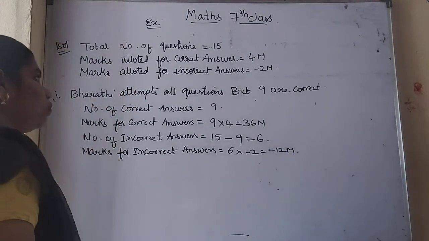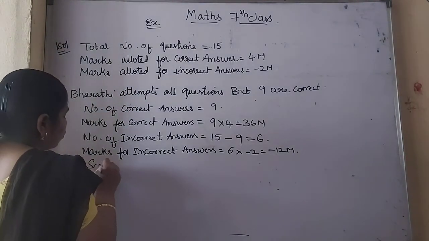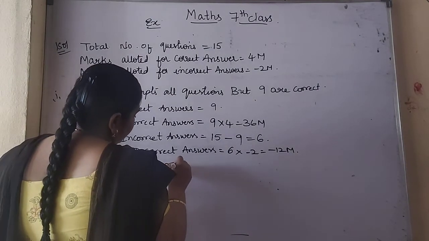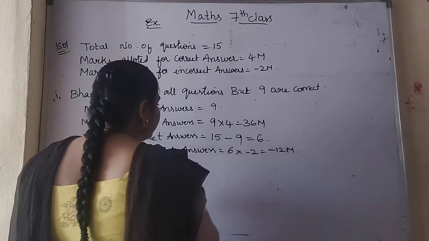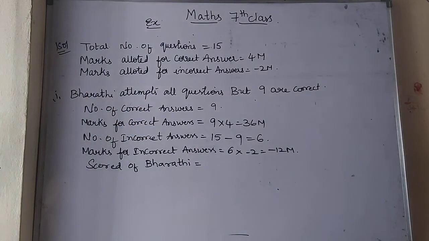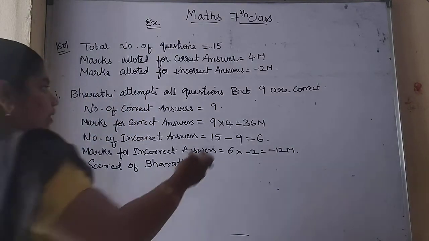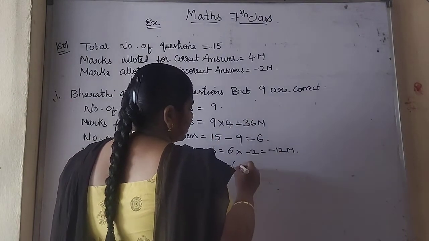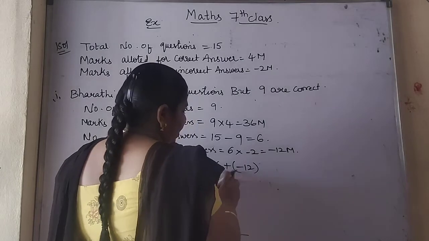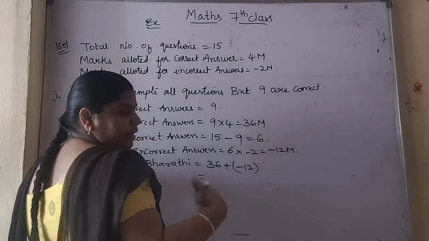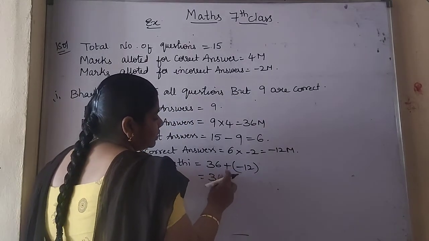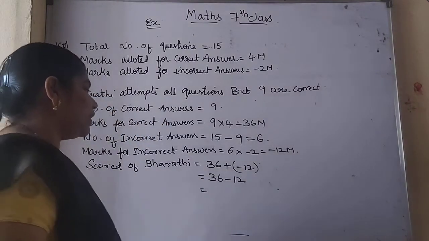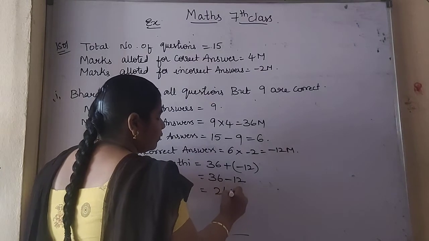Now we have to find the total score of Bharati. So score of Bharati is equals to, total score means adding the correct one and incorrect one, that is 36 marks plus, for incorrect answer she got 12 marks. So you are having double sign here, so make it into single sign. So 36 plus into minus is minus 12. So if you subtract 36 minus 12, that will be equals to 24 marks.